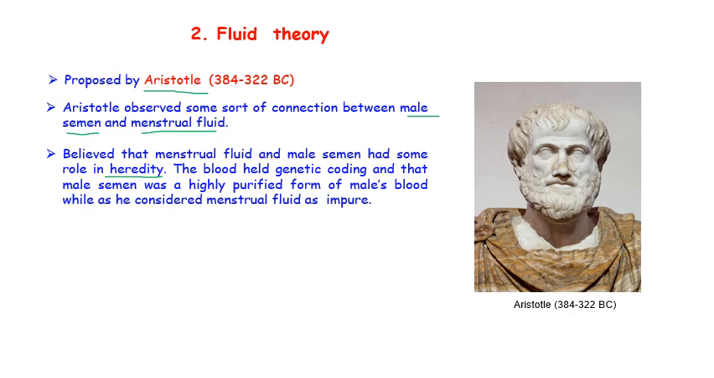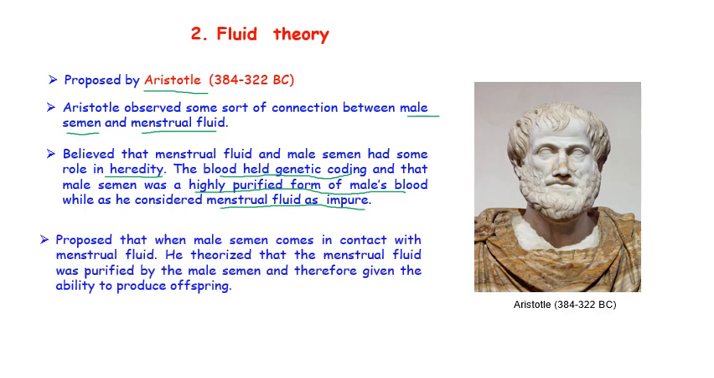The genetic coding was present in the blood, and male semen was a highly purified form of male's blood, while he considered menstrual fluid as the impure form of the blood. So according to Aristotle, the male semen was the purest form of the blood and the menstrual fluid was the impure blood.